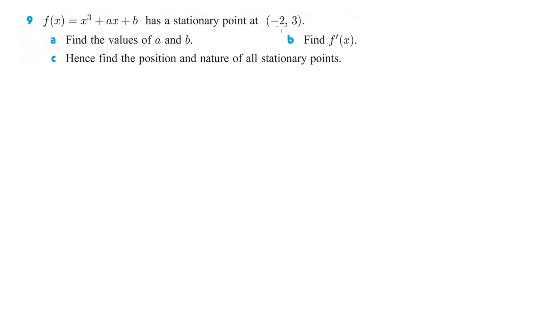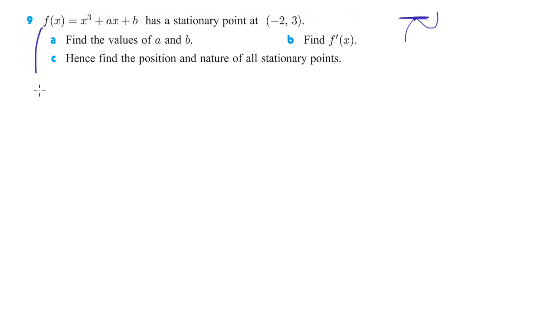Let's figure out what a and b are. So it's got a stationary point at negative 2, 3. That means the derivative, like if it's got a stationary point, let's pretend that that's it, that stationary point. That means the slope of the tangent is going to equal 0.